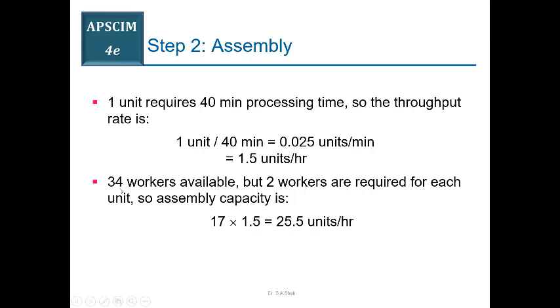लेकिन यहाँ पे हमारे पास 34 वर्कर्स हैं, so we have 34 workers available and you need 2 workers for one assembly. So in total we have 17 workstations at this part. So 1.5 multiplied by 17 will give you the total output rate of the assembly station. So here it is 25.5 units per hour.